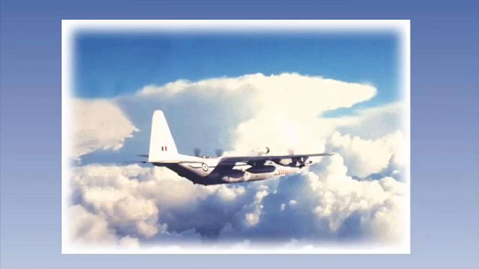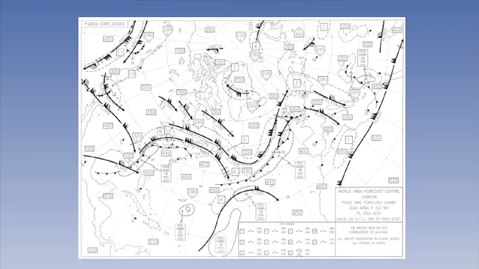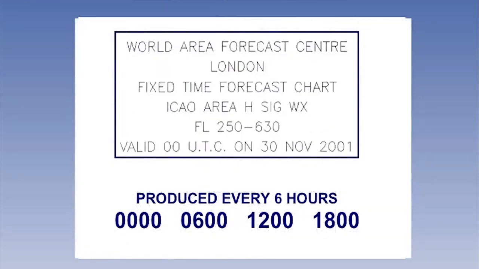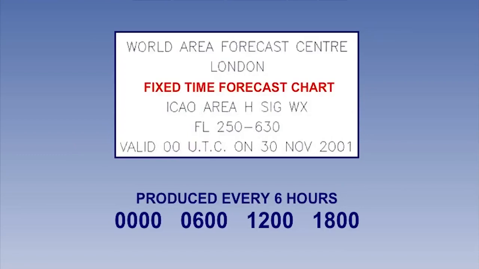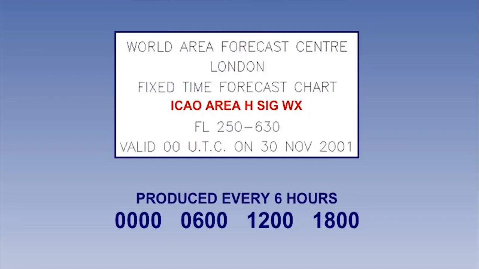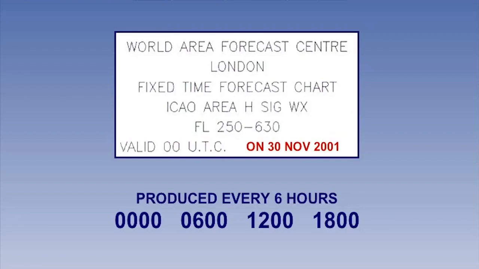We will now look at these SIG weather charts in some depth and understand how we can get maximum benefit from using them. Let's turn to the high-level charts. Each chart has a clearly defined legend, which contains the following information: the name of the WAFC, which produced the chart, London or Washington, a reminder that the chart is for a fixed time, the ICAO letter, which is used to designate the area, the range of heights through which the chart is valid, the time in UTC, and the date on which the chart is valid.